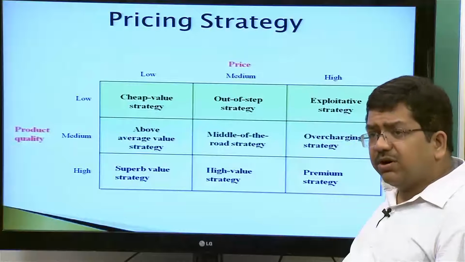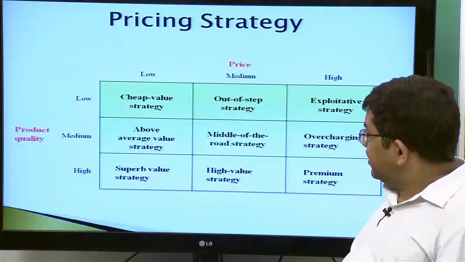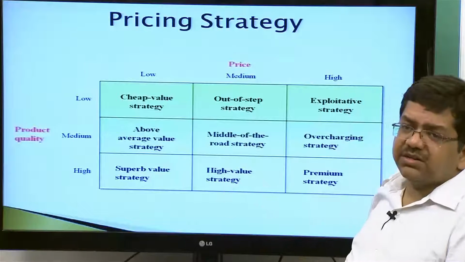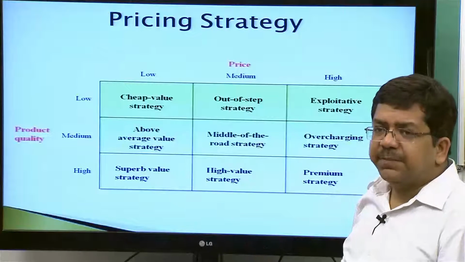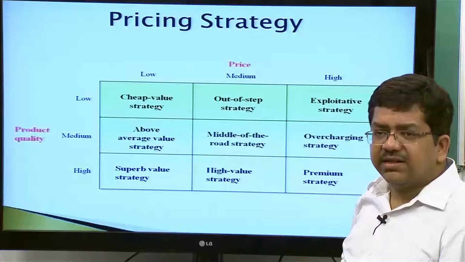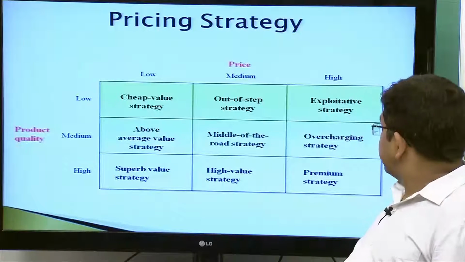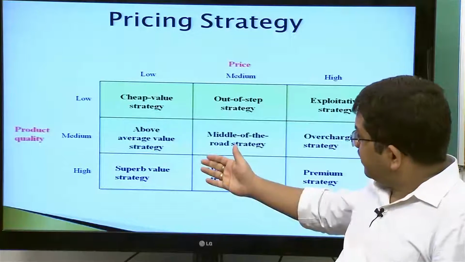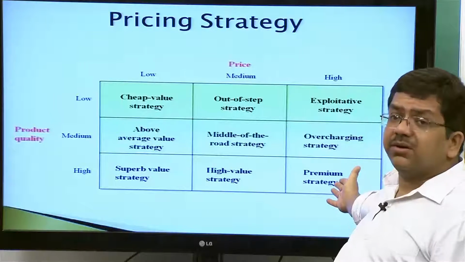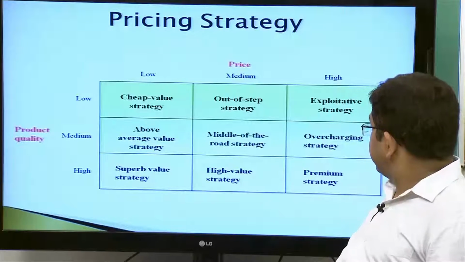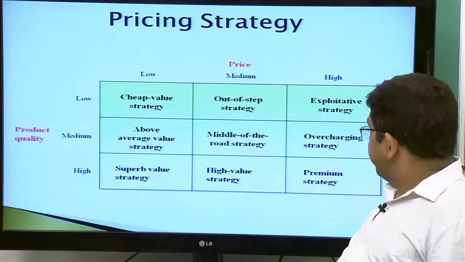the product quality is also very low, then that is basically a cheap value strategy where the customer is not at all expecting a product of high quality and neither do they have the money to pay for that. So, that is a cheap value strategy. On the other side, you will see that when your product quality is of the highest nature and your prices are on the highest side, that is basically a premium strategy.